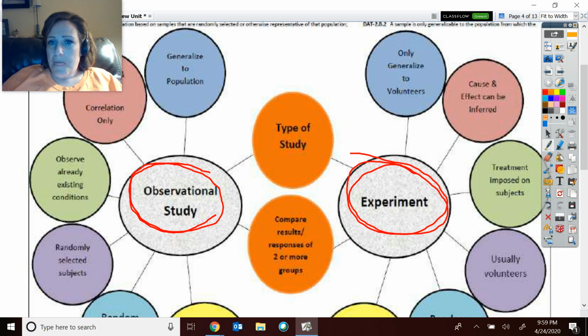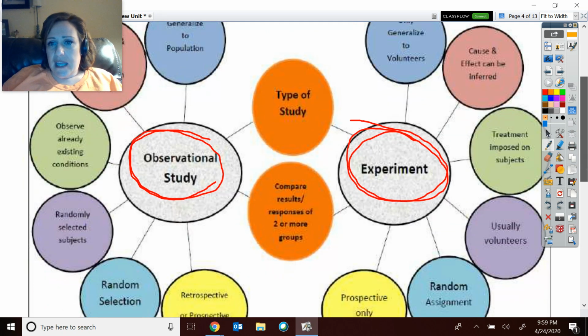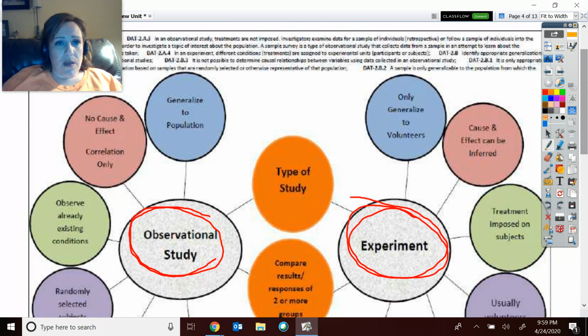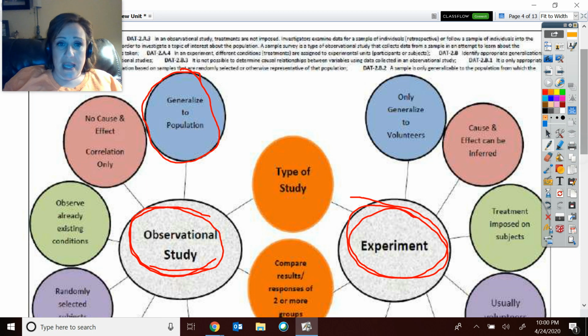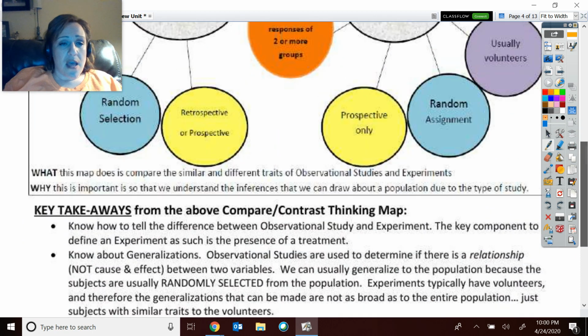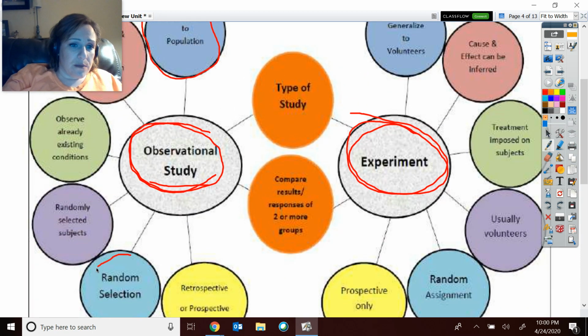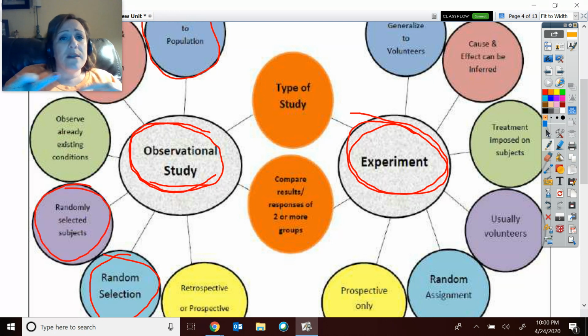Okay, so I went ahead and you can see here with this double bubble map, those things. On observational studies, we are generally randomly selecting, and I have that noted down here, that we have random selection of the subjects. And so if you're randomly selecting from the population, then you can generally generalize to the population, okay?